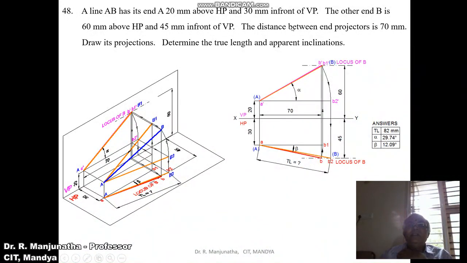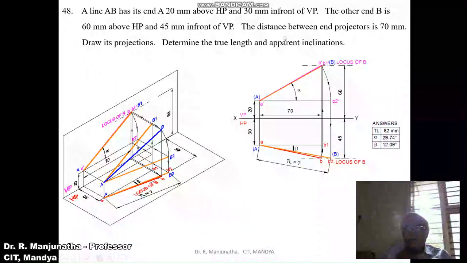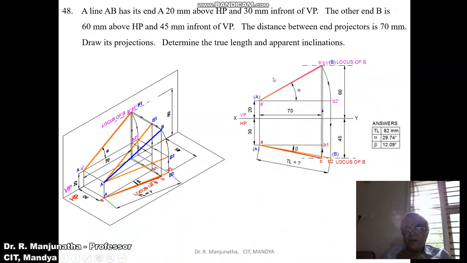Then we know that the distance between the end projectors is given. The distance between the end projectors is where the two end points, A and B, of the front view and top view will lie on the locus points.